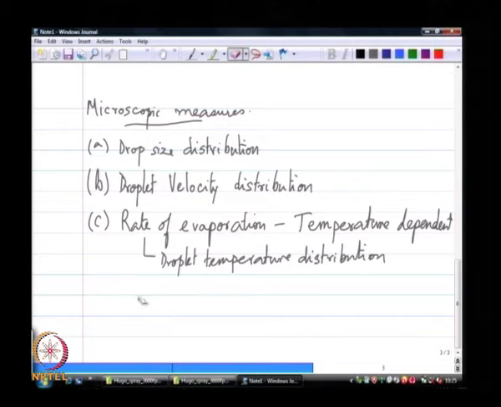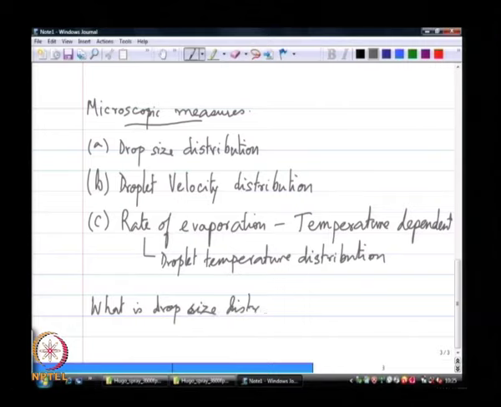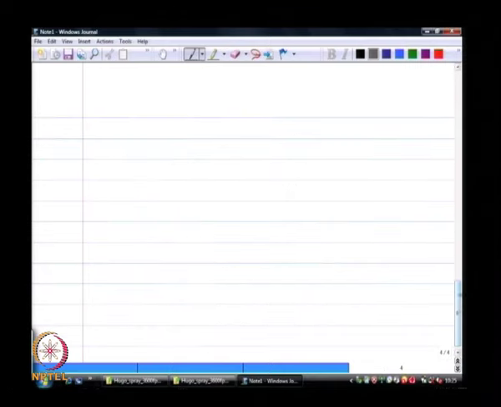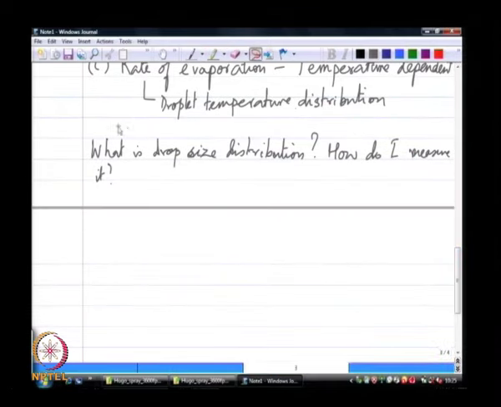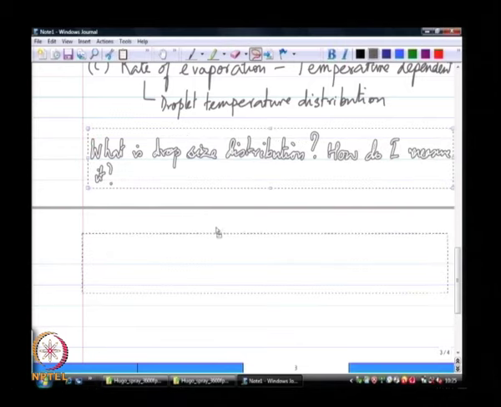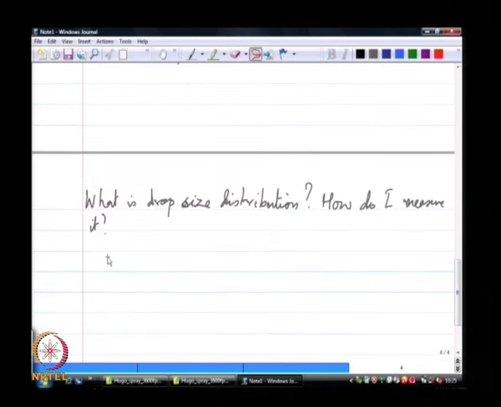let us first pose our question and then we will answer: what is drop size distribution? I want to understand what I really mean quantitatively by drop size distribution and how I measure it. We will spend quite a bit of time on how to measure it, but I want to first start with what the drop size distribution is, and that will naturally lead us into how to measure it.